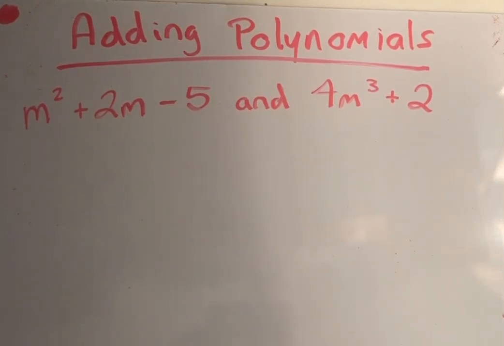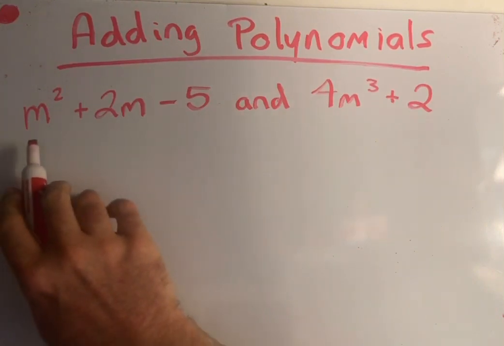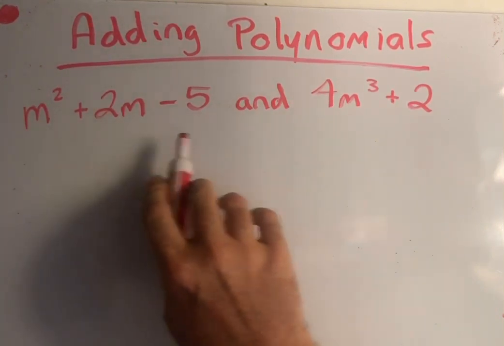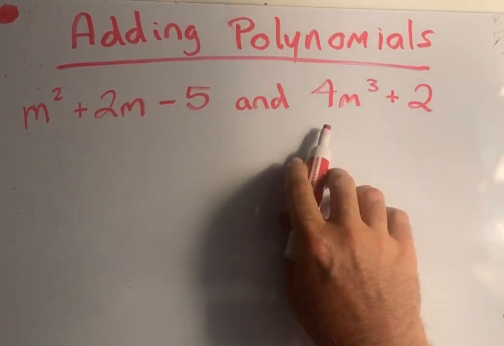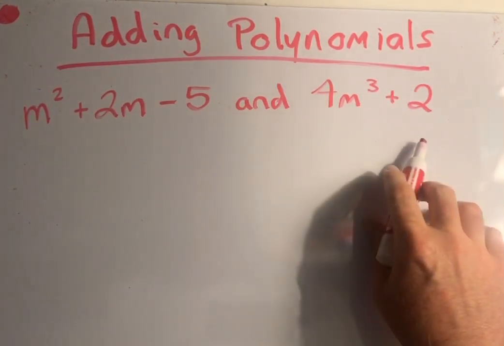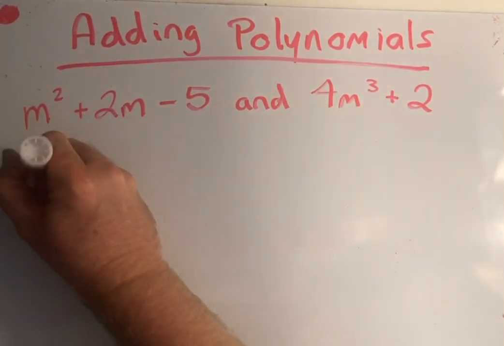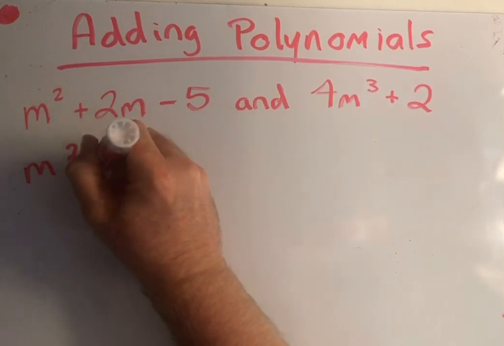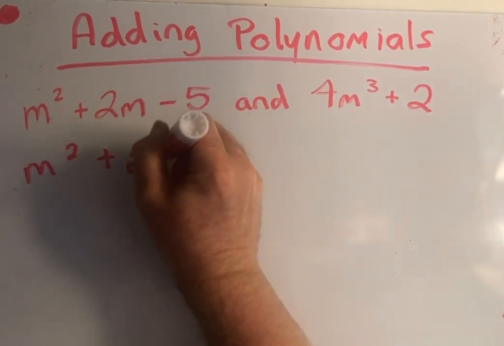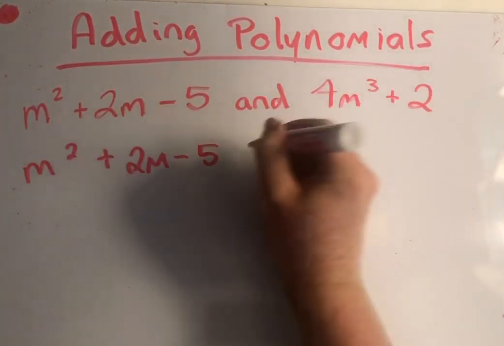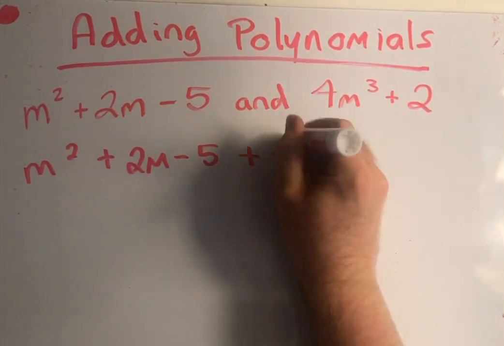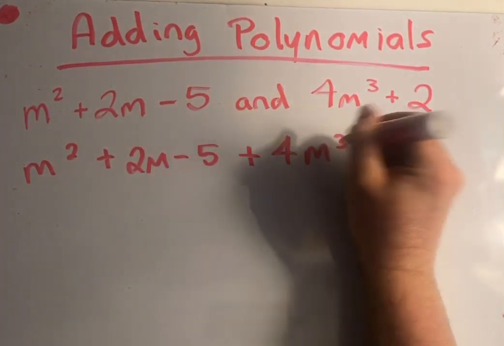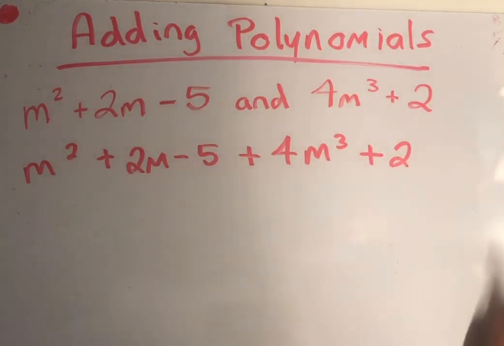Hello again. We're going to do some adding of polynomials. Okay? So when we add polynomials, if I'm going to add m squared plus 2m minus 5 and 4m to the third plus 2, I'm just going to write it out like this. M squared plus 2m minus 5 plus 4m to the third plus 2.